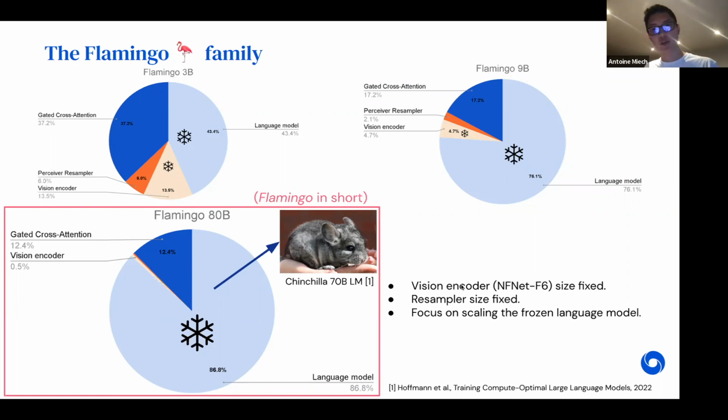In practice, for the vision encoder, we use an NFNet F6, which has 500 million parameters. And again, the resampler is also small overall.